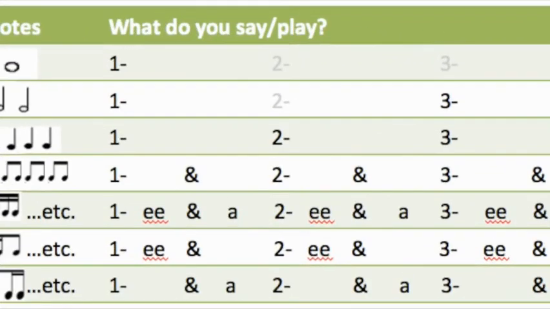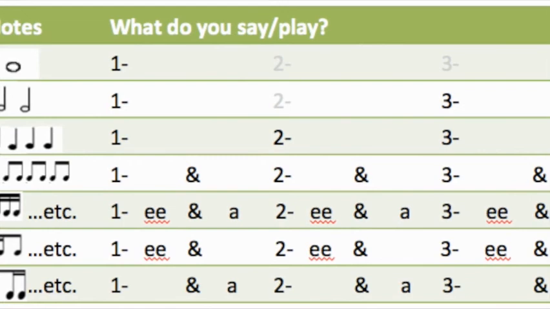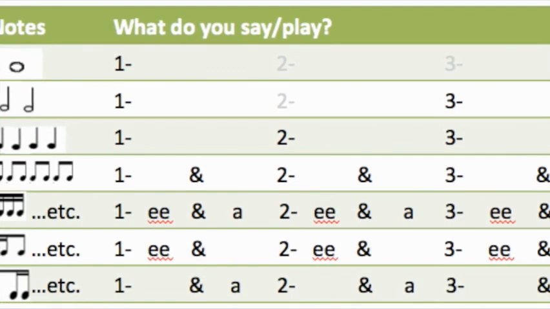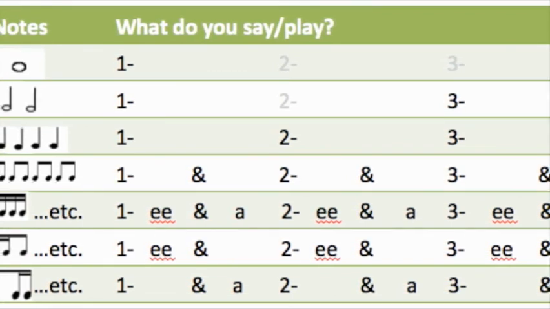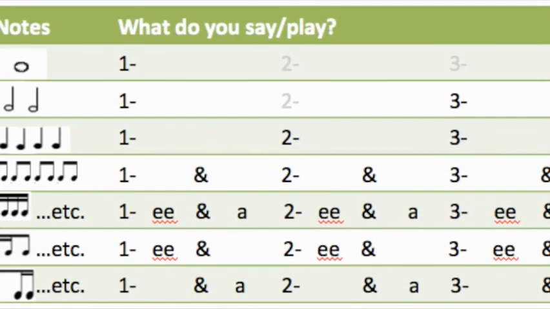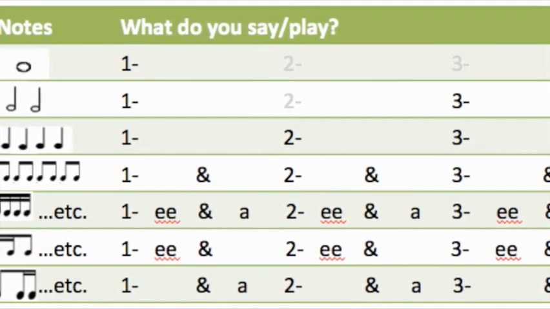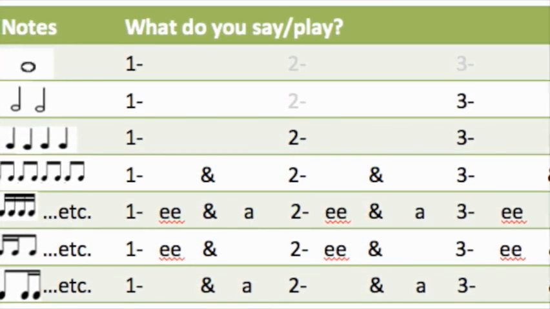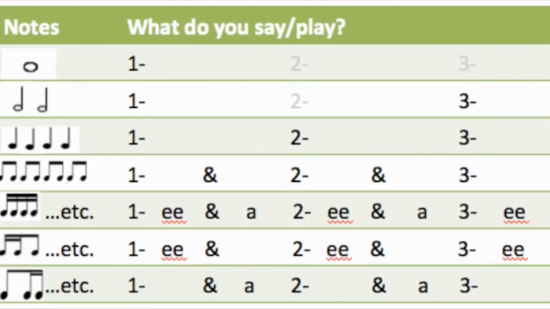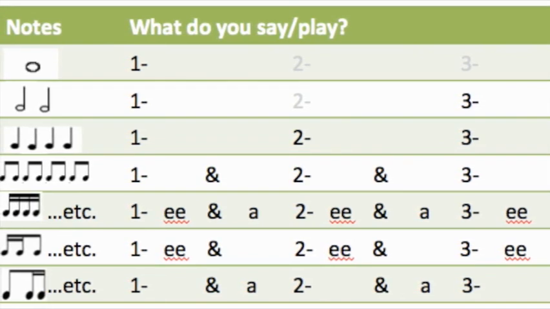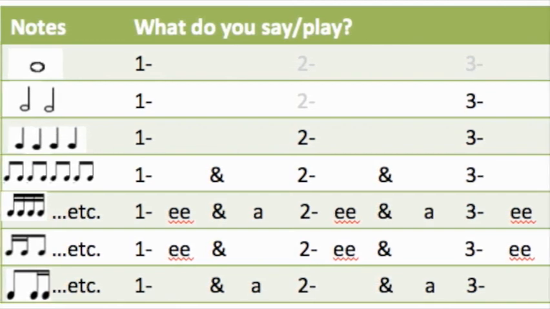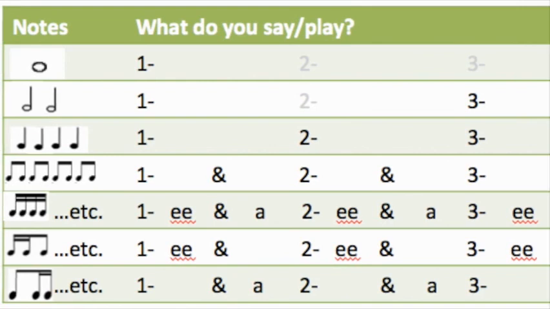Excellent. So just to review, whole note, 4 counts, half note, 2 counts, quarter note, 1 count apiece, eighth notes, a half a count, triplet, a third of a count, and the 16th note, a quarter of a count. So 1E and a 2E and a 3E and a 4E and a, watermelon, watermelon, watermelon, watermelon, cantaloupe, cantaloupe, cantaloupe, cantaloupe, 1 and 2 and 3 and 4 and, apple, apple, apple, apple, plum, plum, plum, plum.